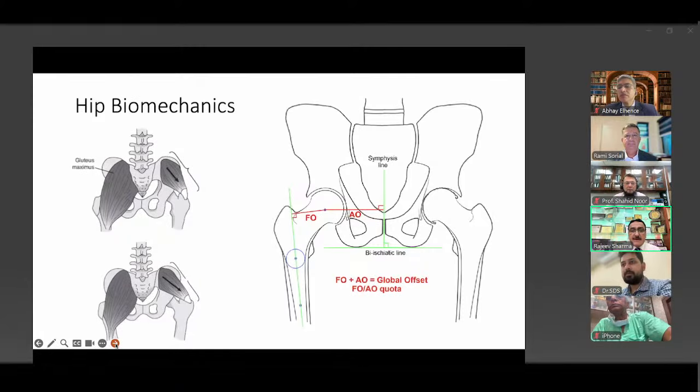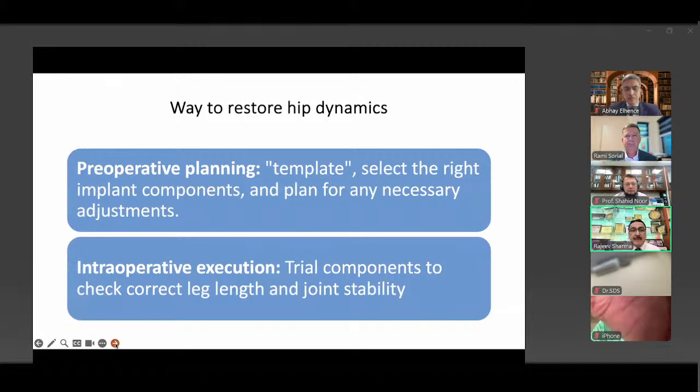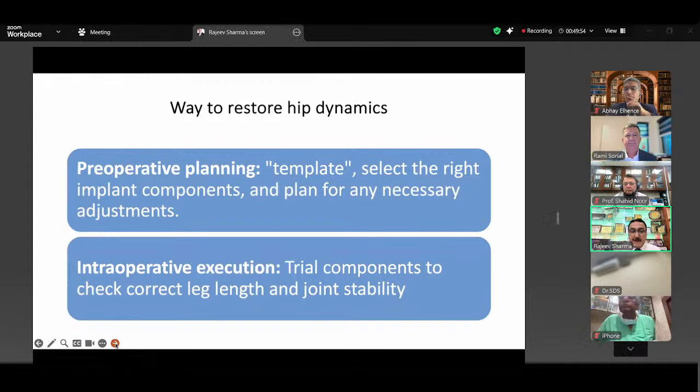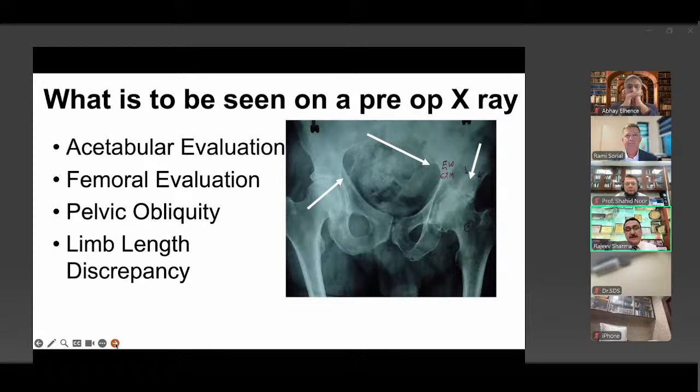If you look at the biomechanics, it is so important that unless we restore the offset, and as Rami has mentioned, the three-dimensional thinking about the balancing of the hip, the hip may not function well. Why restore the hip dynamics? Because you need to have the preoperative planning. You need to have the templating, select the right implant components, and plan for any necessary adjustments. And also intraoperatively, when you're using the trial components, you again have to recheck the various parameters, and what is to be seen on a preoperative X-ray.